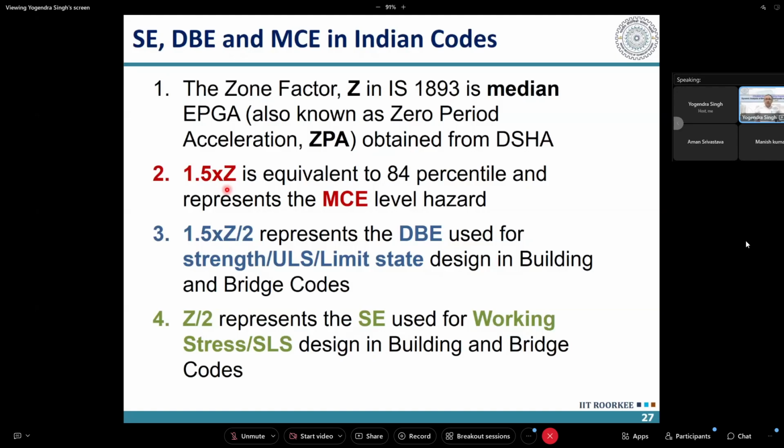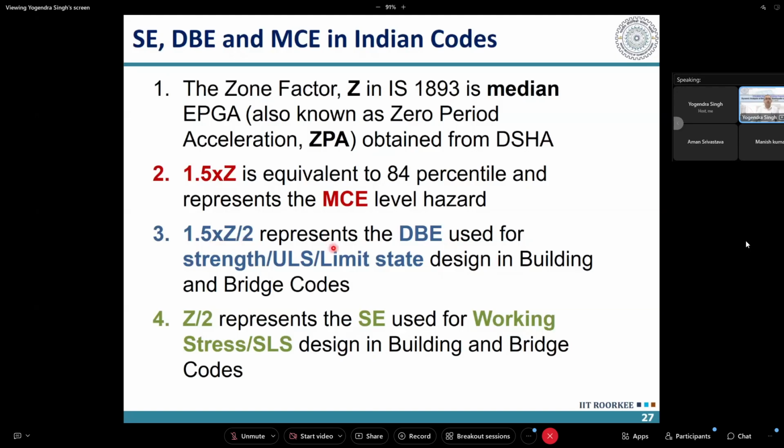I'm not sure about its history, but it looks like in the old American code this factor was taken as 2. We have taken that 2, and we are considering that because no probabilistic study has been done so far which establishes this factor, whether it should be 2 or something else. So this factor 2 is to convert from MCE to DBE.